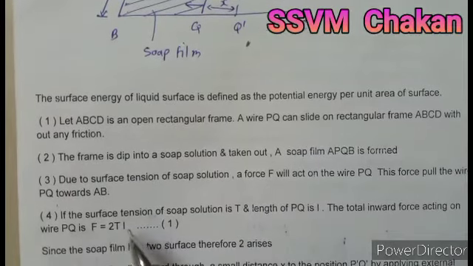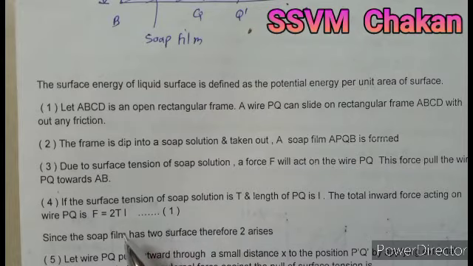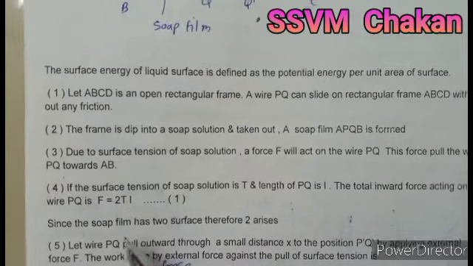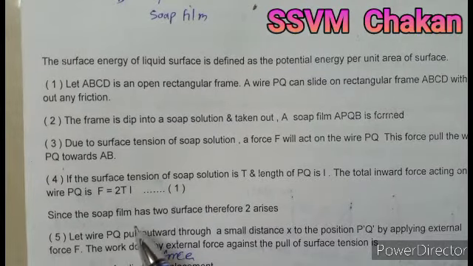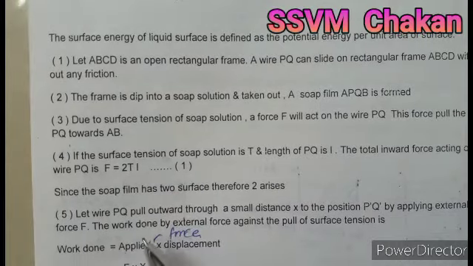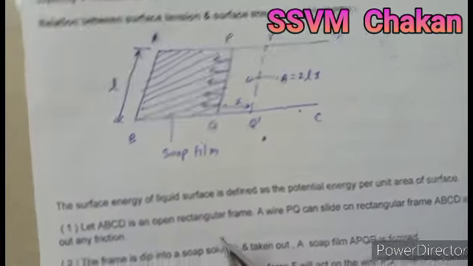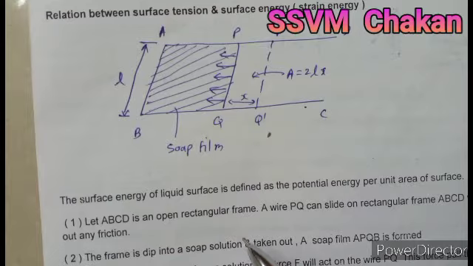If the surface tension of the solution is taken as capital T and the length of PQ is L, then the total inward force acting on the wire PQ is F equal to 2TL. Since the soap film has two surfaces, the 2 arises. Top surface area and bottom surface area, both surfaces we have to consider.